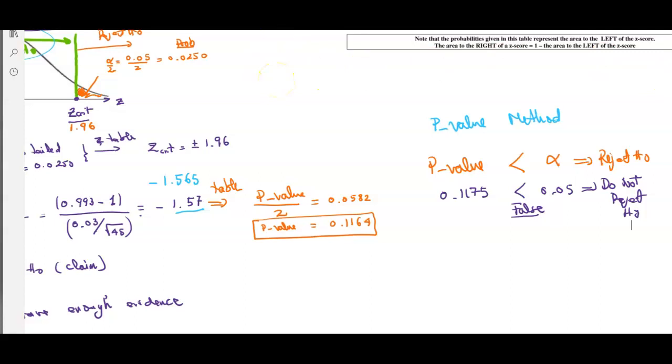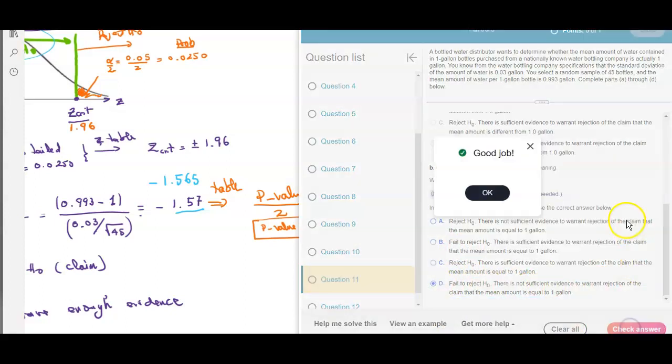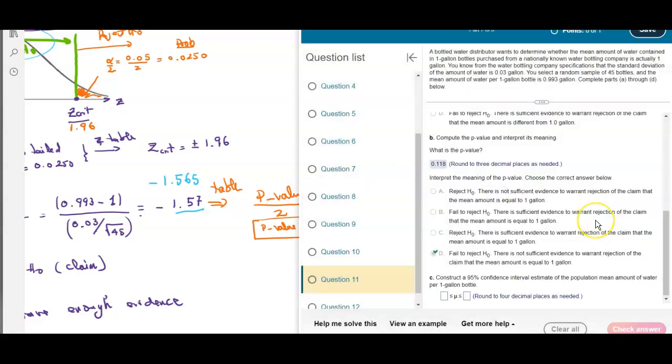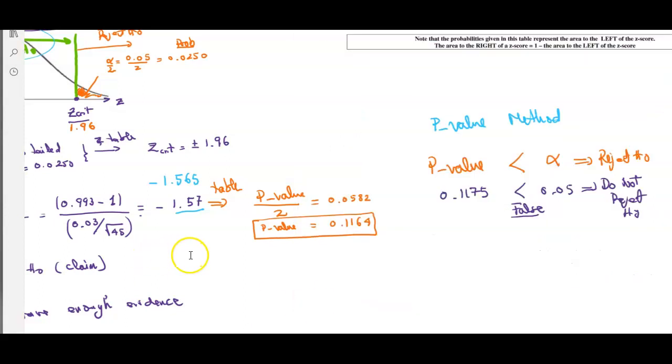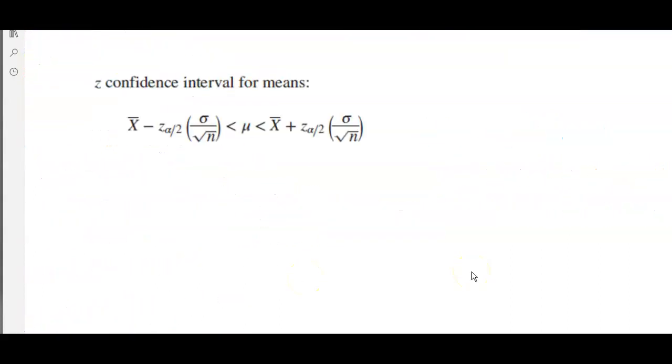Now going back to the conclusion, we did not reject, failed to reject, so it's either B or D, and there is not sufficient evidence in D, so that's what we are looking for, and check, and done. Now he's asking you to construct the 95 percent confidence interval, and we could use a formula here.